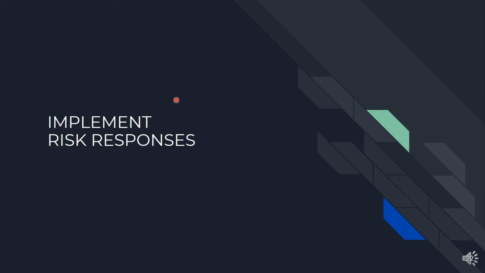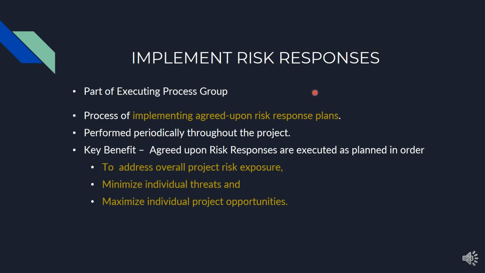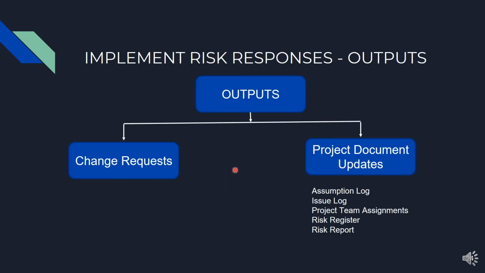So now we will see the process under the executing process group, which is implement risk responses. In implement risk responses, we will implement the agreed upon risk responses in our plan risk response. It is performed periodically throughout the project. Key benefits are that when we are executing the agreed upon risk responses as per our plan, we can address the overall project risk exposure, minimize the individual threats, and maximize the individual project opportunities. Outputs of implement risk responses are change request and project document updates.